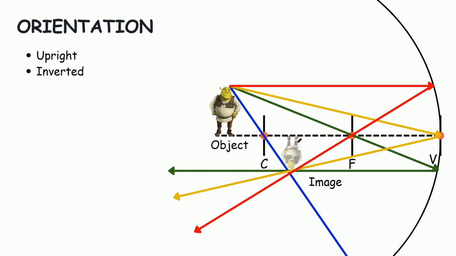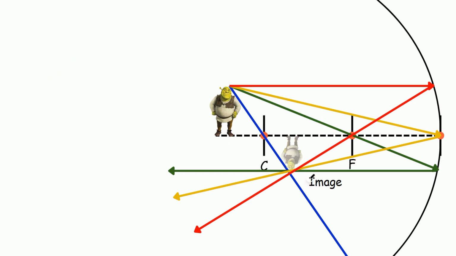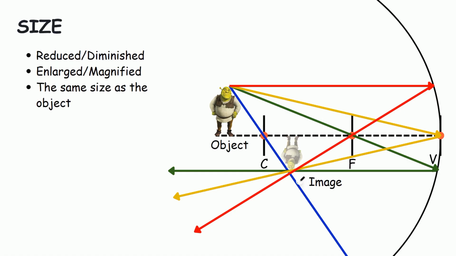Nanong makahibaw ka if inverted siya or upright, pwede raman siguro na to i-rotate ani si Shrek para ma-upright, diba? No, it cannot be. Because for an object to become upright, it should be above the principal axis. Para ma-inverted is dapat below siya sa principal axis. And then for the size is naatay reduced or diminished, enlarged or magnified, and the same size as the object.